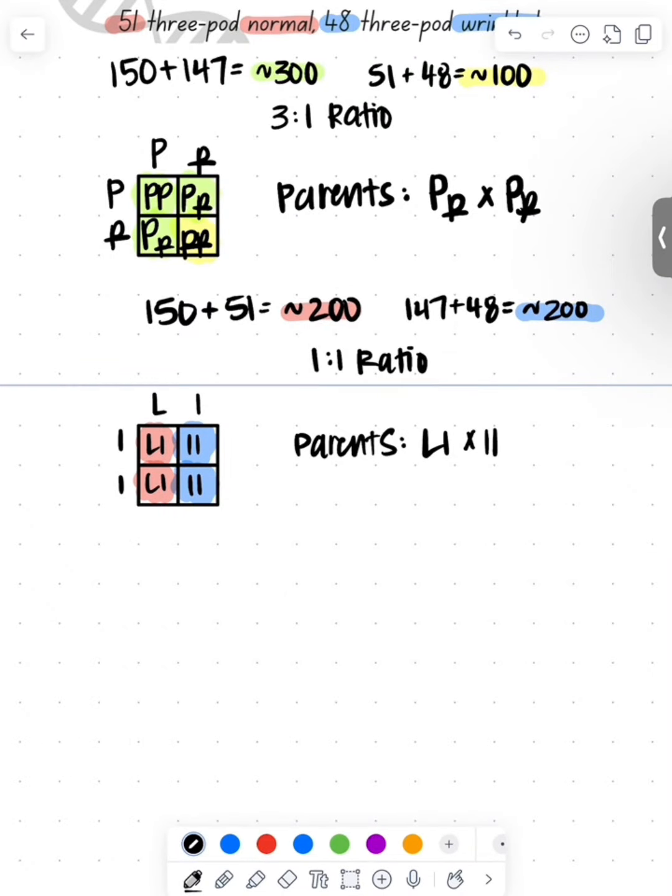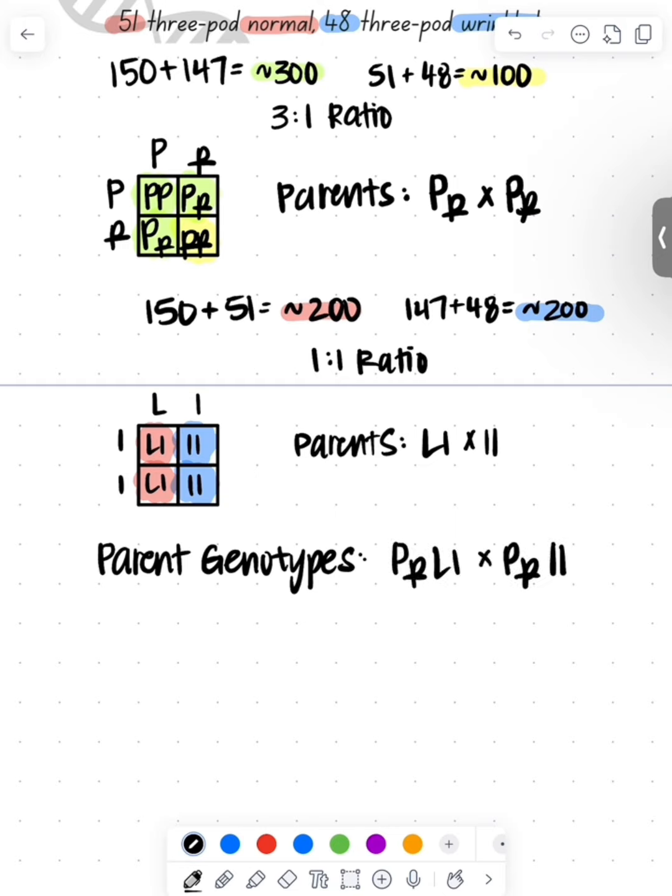So now we've got to put this together. The first parent from the first cross and the first parent from the second cross, with the second parent from the first cross and the second parent from the second cross. And that's going to be heterozygous for both traits, or heterozygous with homozygous recessive.